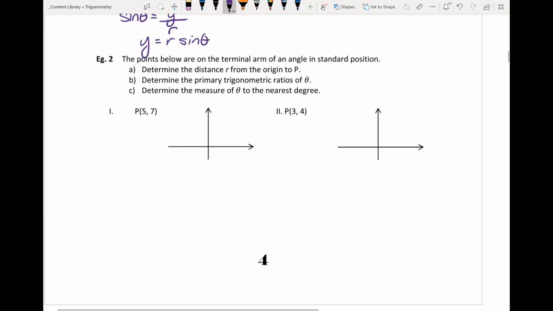Let's try the next example. The points below are on the terminal arm of an angle in standard position. Determine the distance r from the origin, determine the primary trig ratios of theta, and also determine the measure of theta to the nearest degree. So we're going to draw our point 5, 7. They're both positive, so we do know this is in quadrant 1.